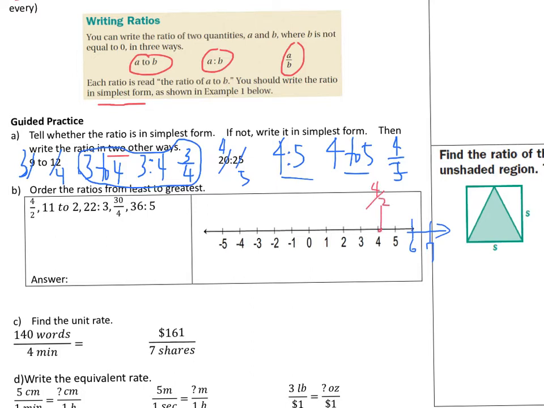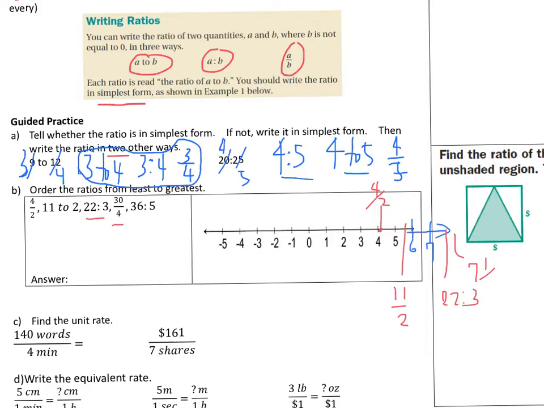11 to 2 would be, let's see, 5.5. And 22 to 3 will be 7 1/3. So it's probably around right here. 7 1/3. And 30 to 4 will be 7.5. So it's bigger than 22 to 3.